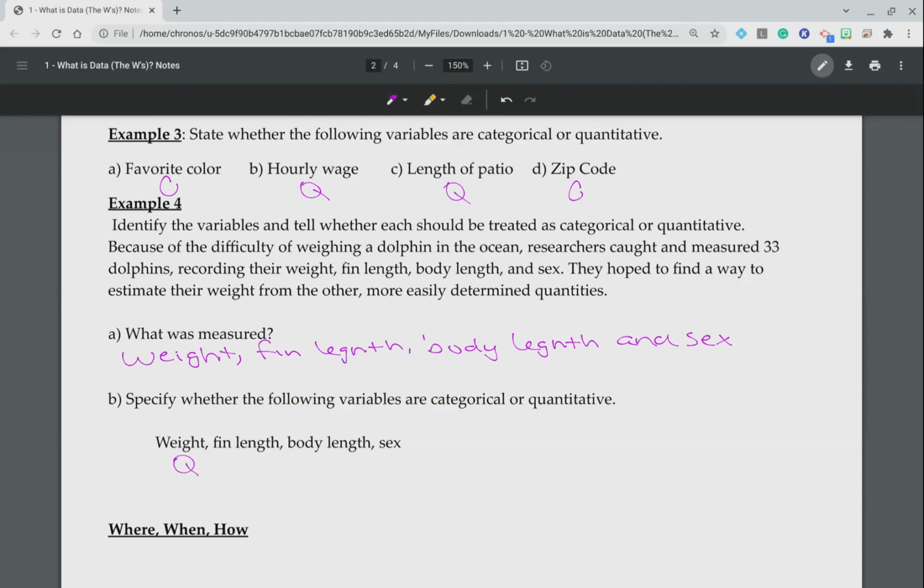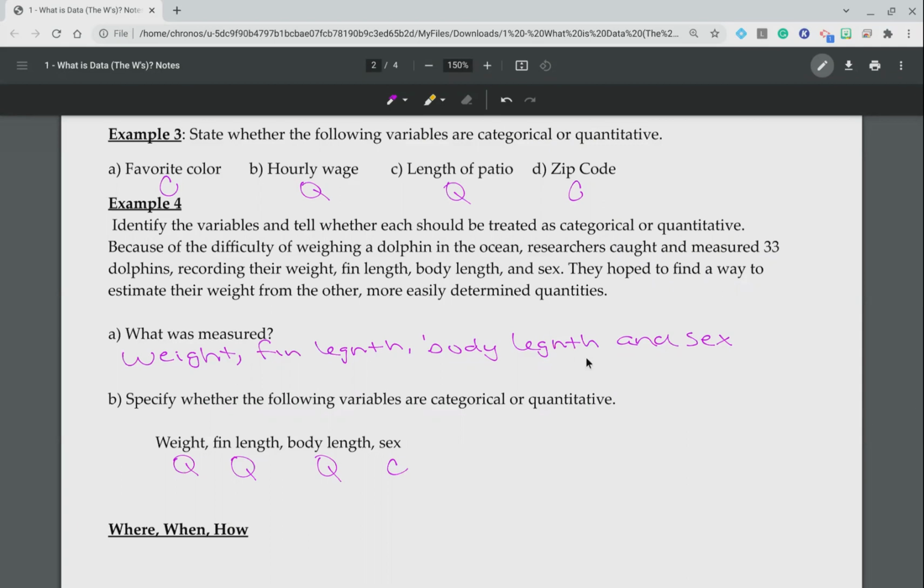That would be quantitative because weight would be in pounds or kilograms if you're overseas. What about the fin length? That would also be quantitative because they're probably doing that in inches or feet or centimeters. What about the body length? That would also be quantitative because that would also be measured in units of inches, centimeters, feet. And then the last one, what kind of variable is the sex of the dolphin? That would be categorical, right? Either male or female with no unit with that.